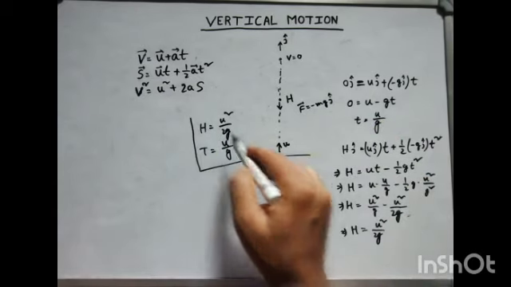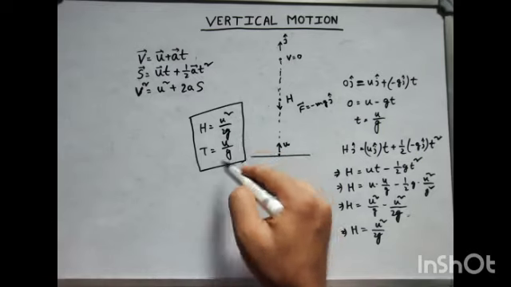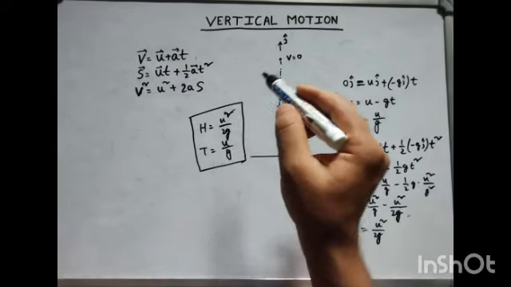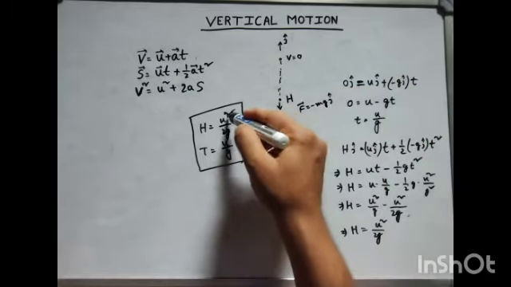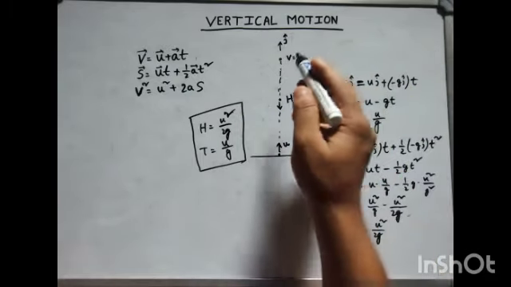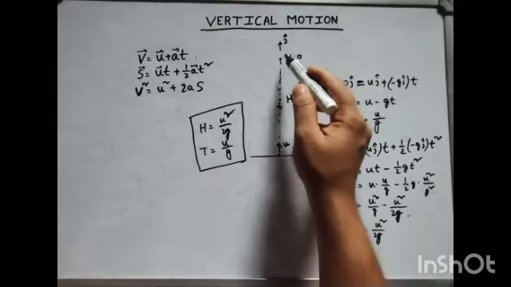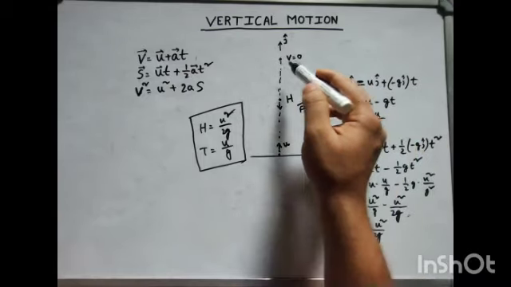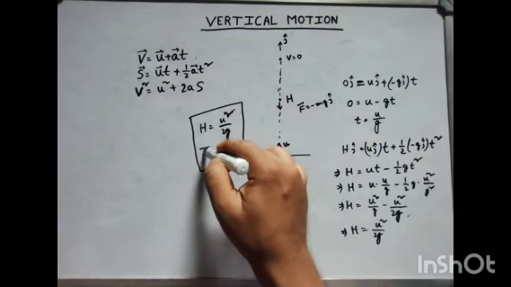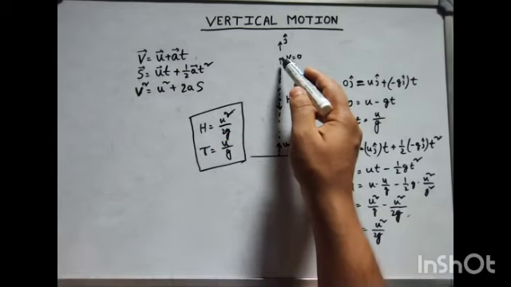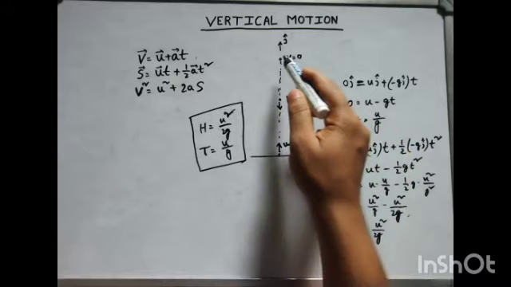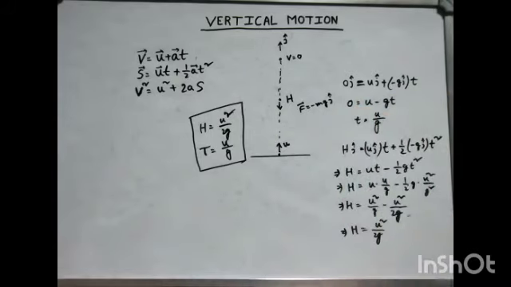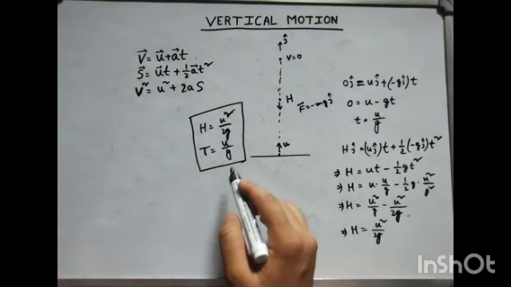So we have to remember these things, because using this many MCQs can be asked. And similarly, now we will find out what happens when the ball is falling downwards. We know the time it takes going upwards, but how much time will it take to bring it back to the ground? So let's see.